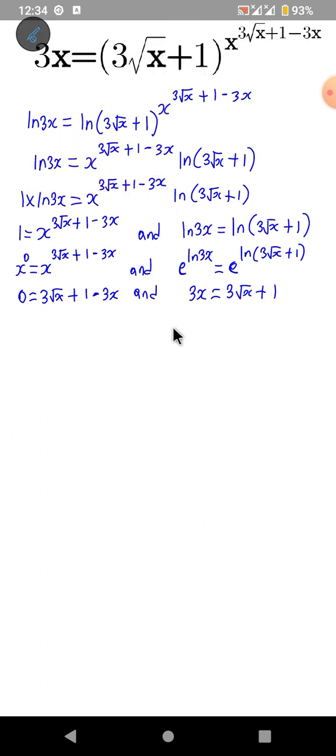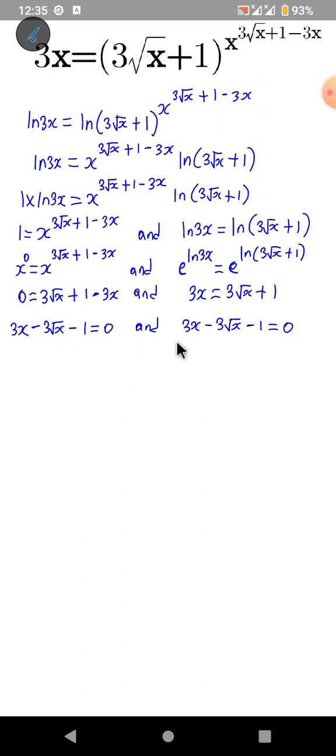Now I'm going to rearrange both equations. So on rearranging this, I got 3x minus 3 root x minus 1 equal to 0. Then I'll put my and. Then also I'm going to rearrange this, so we have 3x minus 3 root x minus 1 all equal to 0. As you can see now, the two equations are the same.